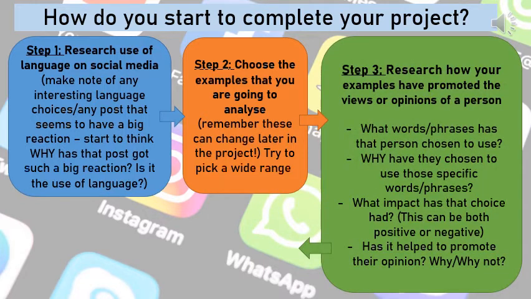Step 3. You need to research how your examples have promoted the views or opinions of a person. So you can look at what words and phrases has that person chosen to use. Why do you think they have chosen to use those specific words and phrases? And what impact has that choice had? And remember, the word impact can be both positive or negative, so you need to decide what that impact is. And finally, you need to start to think, has that purposeful use of language helped to promote their opinion? And you can look at how that has helped or why potentially that hasn't helped.